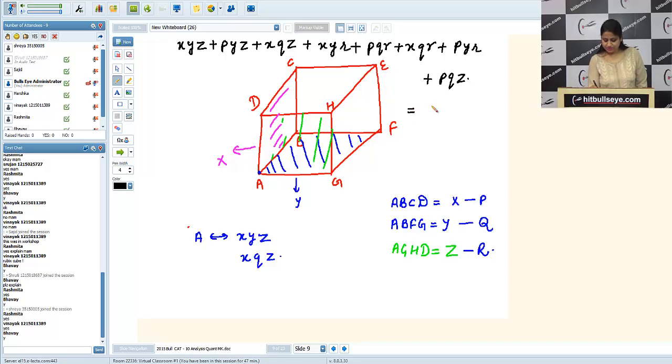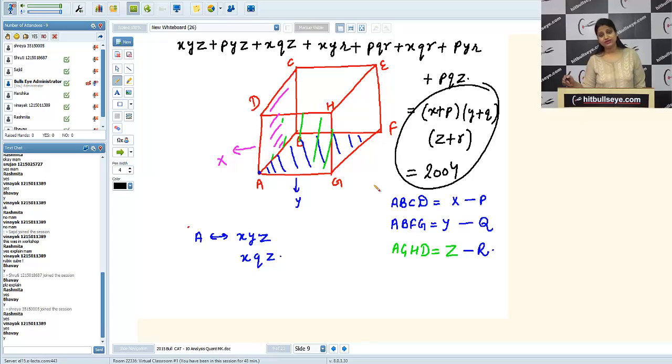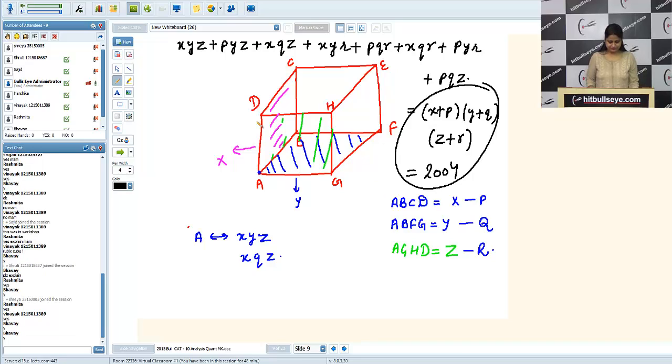Clear? So if you factorize them, you will get X plus P into Y plus Q into Z plus R. And that is given as 2004. So basically we are getting 3 factors whose product is 2004. Now you can write the prime factorization for 2004 and now you can proceed. Is it okay, Bhavya? Clear? Because the main difficult part was the expansion only. So let us move.